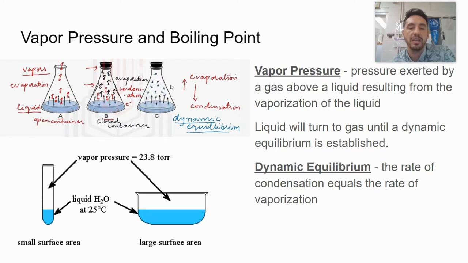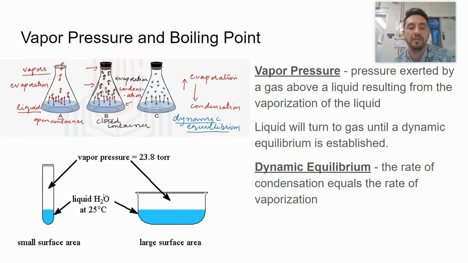And when we get that even exchange, we call that a dynamic equilibrium. Because the rates of change are equal, but it's still changing. It's dynamic. Dynamic means changing, or moving, right? So it's continually switching: evaporating, condensing, evaporating, condensing.